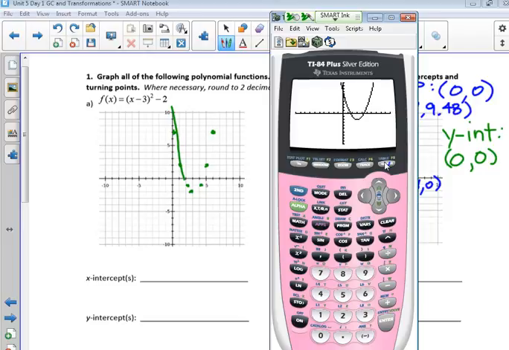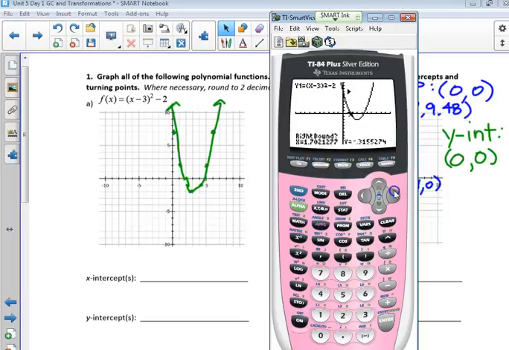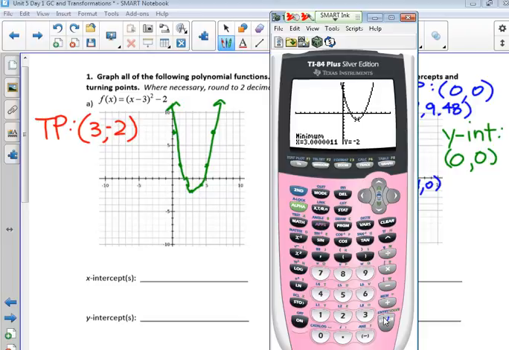Alright, so it's asking for all of the important parts. It's a terrible graph. Alright, so the vertex, turning point, what do we call it? Is it a max or min? It's a minimum. Second trace, minimum, to the left of it, to the right of it, and my guess. 3, negative 2. Okay? So my turning point, 3, negative 2. If you're having trouble with that, make sure you see us during Wolverine time.